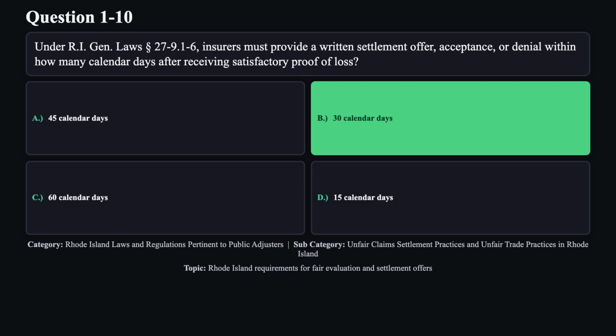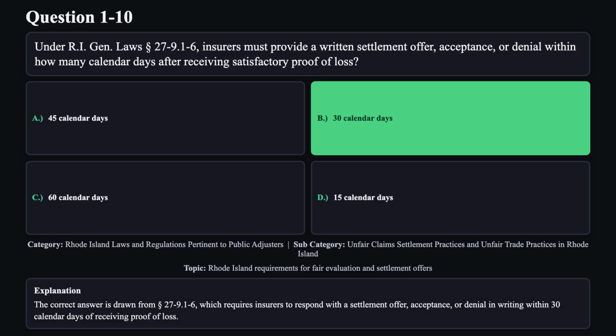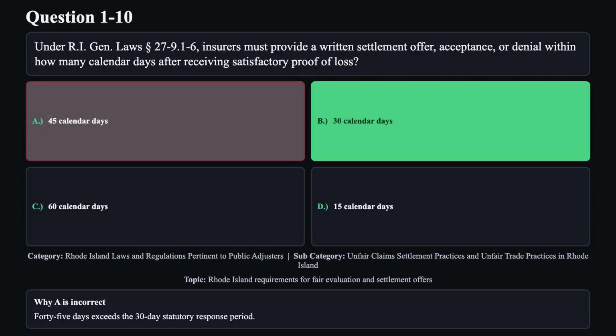The correct answer is B. The correct answer is drawn from Section 27-9-6, which requires insurers to respond with a settlement offer, acceptance, or denial in writing within 30 calendar days of receiving proof of loss. Reason A is not correct. 45 days exceeds the 30-day statutory response period.